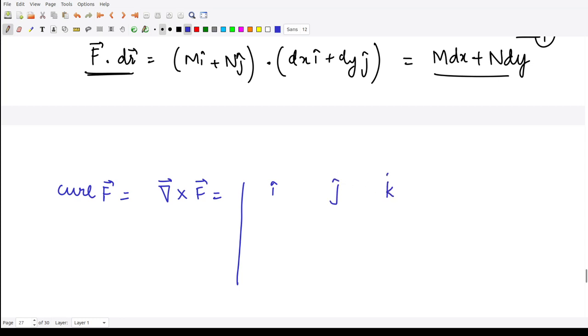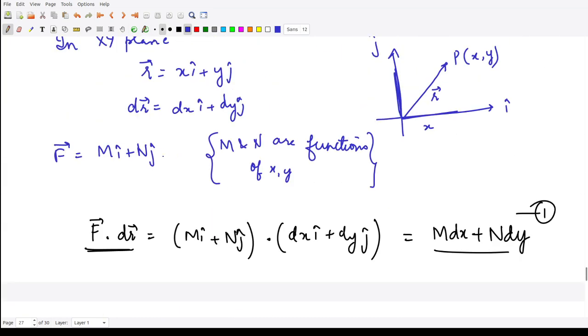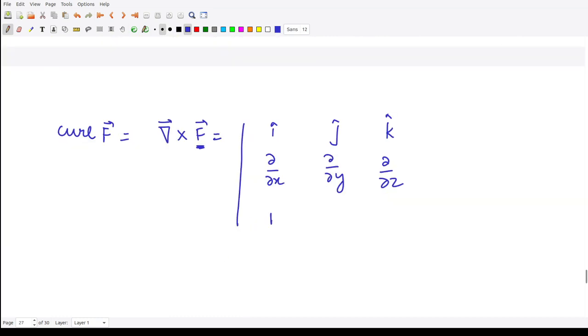So we know how we can take this cross product. It is i cap, j cap, k cap. The value for del is del by del x, del by del y, del by del z, and according to this, we have defined the vector f to be this. So I can write 0 k cap also. So it would be m, n and 0 here. So let's perform this cross product over here.